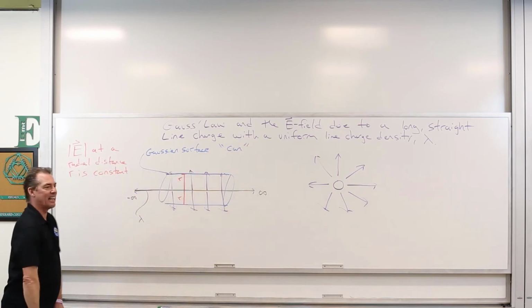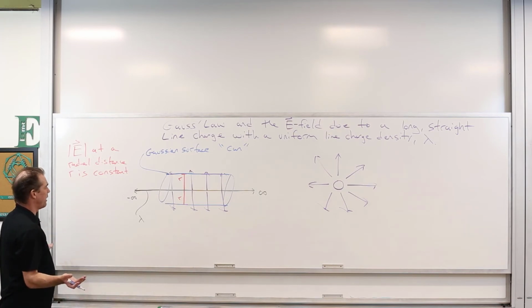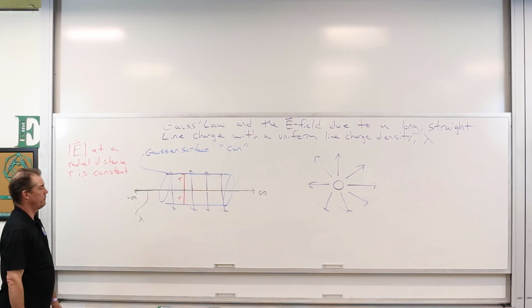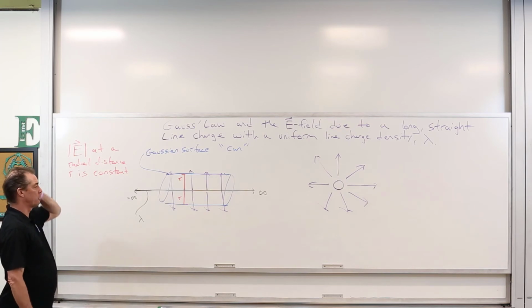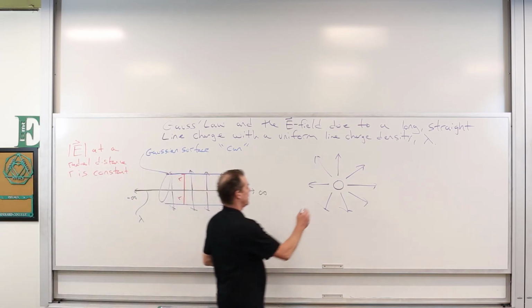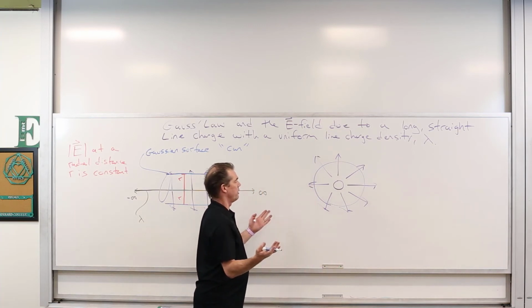Like a can, that's right. So across this can, we should have the same magnitude of the electric field everywhere, and the orientation of the electric field would be this. So we just have something like this. We have the same thing as the point charge, right?